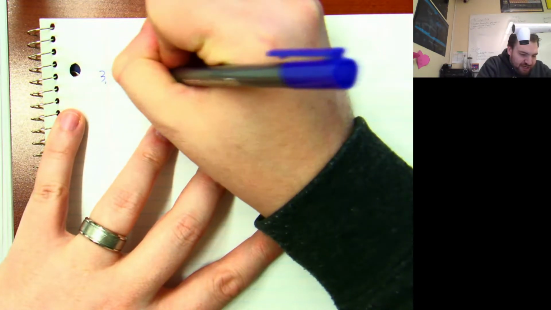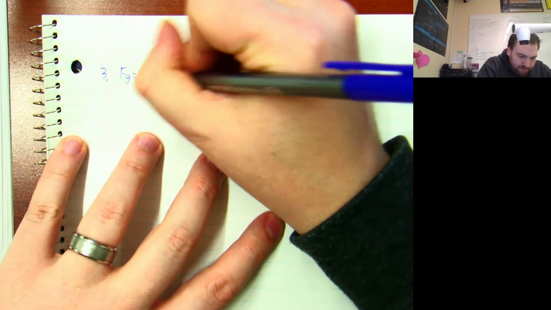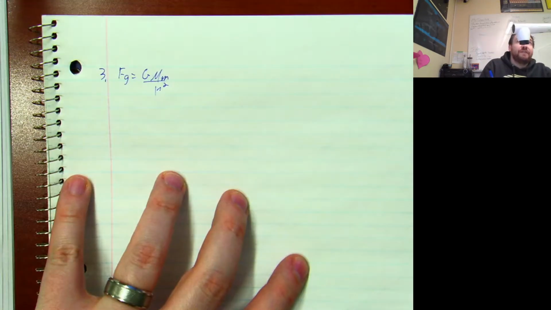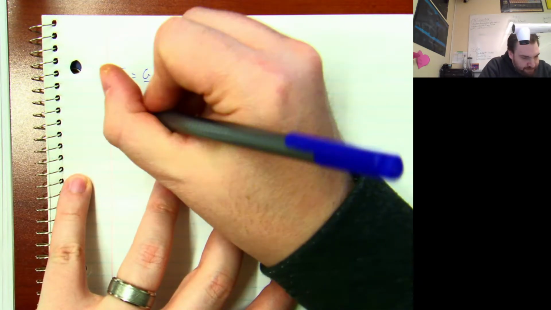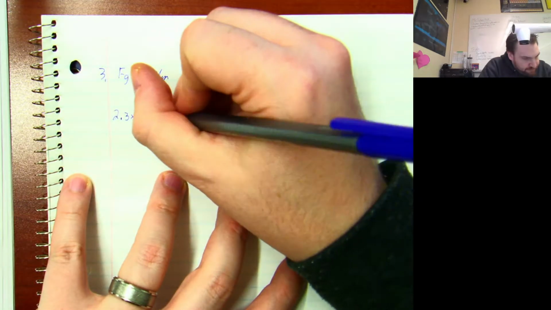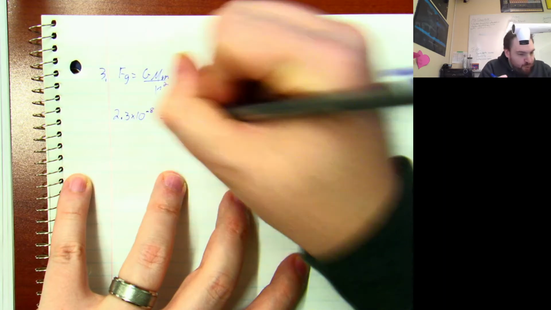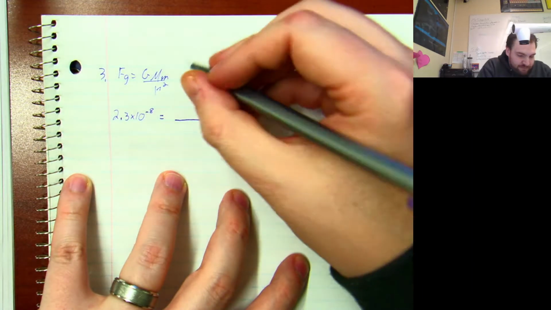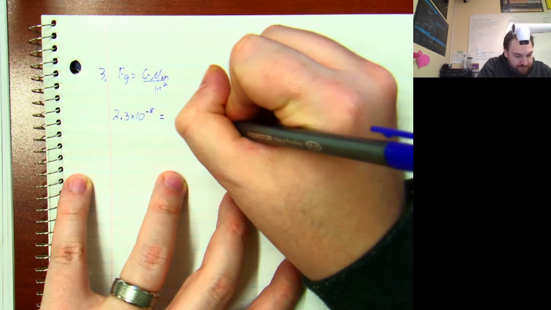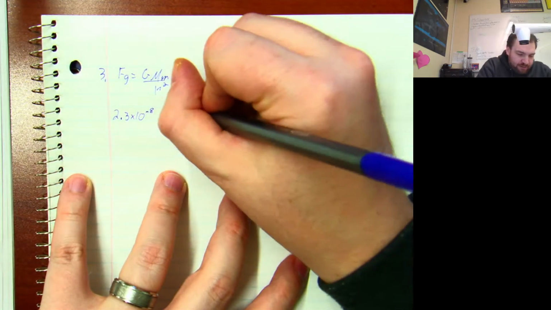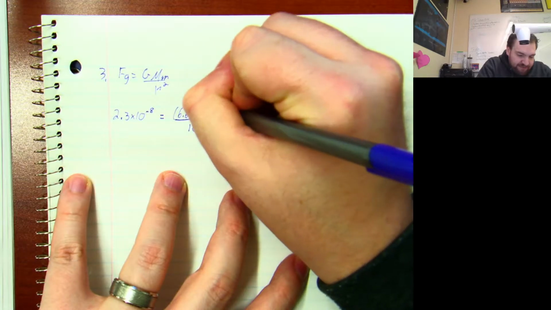Fg equals G m m over r squared. We are told the gravitational force between objects of equal mass is 2.3 times 10 to the negative 8 newtons. So, let's start filling this in here. Fg is going to be 2.3 times 10 to the negative 8 newtons when the objects are 10 meters apart. So now my r is going to be 10, and I have to square my r. Big G is always 6.67 times 10 to the negative 11.